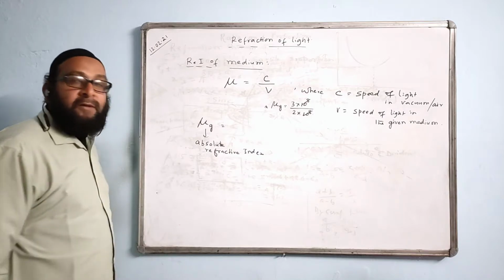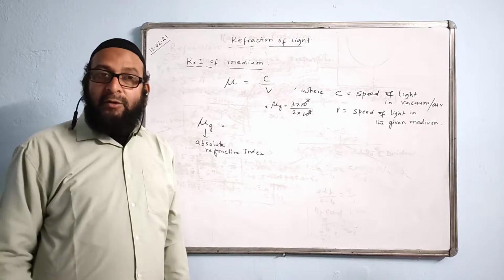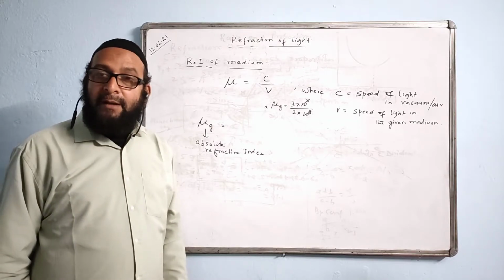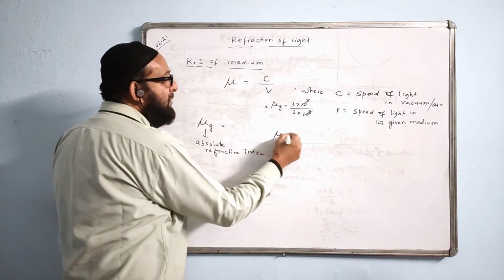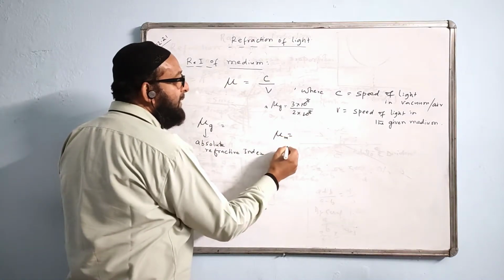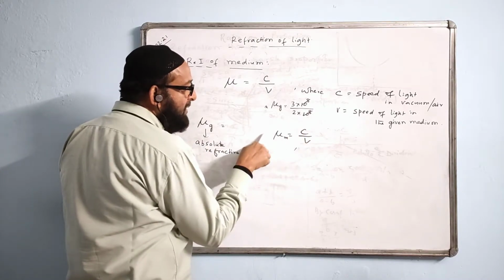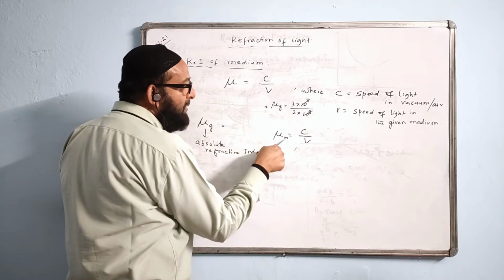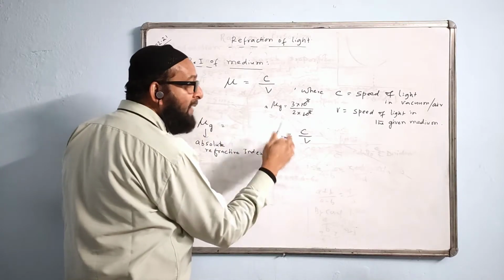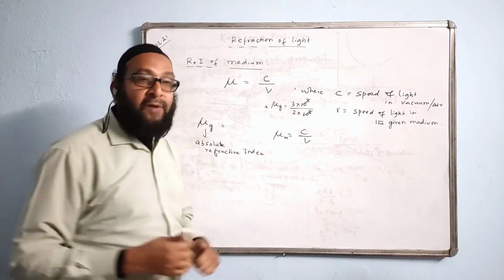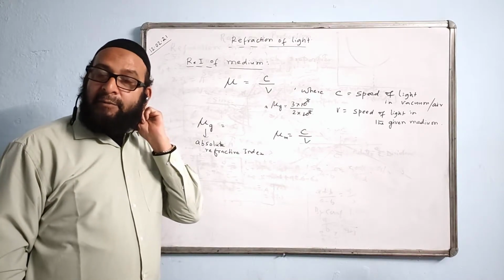The value of absolute refractive index of a medium cannot be less than 1. Its value is always more than 1. Why? Because the absolute refractive index formula of any medium M is C upon V. That is, speed of light in vacuum upon speed of light in this medium. Speed of light in vacuum cannot have a value less than the speed of light in the given medium. So its value will always come more than 1. It will never come less than 1.